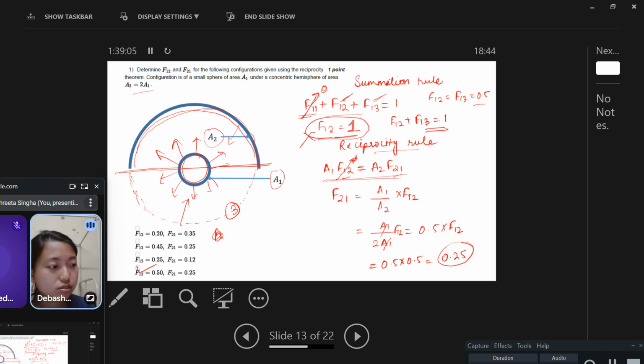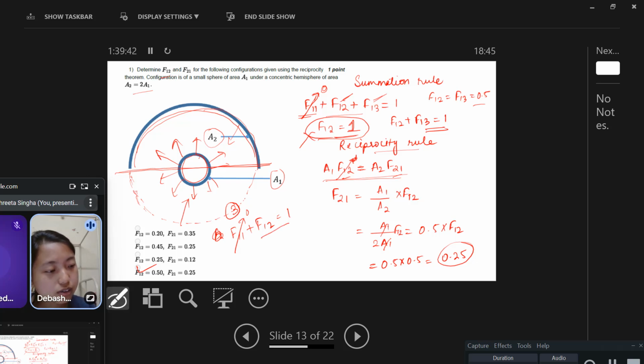You got this question? First is when I did like this. You got it right? Okay, let me revise it once more. First, when I did like this, F11 plus F12 equal to 1. This anyways is always 0. A surface cannot see itself. Always F11, F22, F33, Fnn is equal to 0. It cannot receive radiation from itself.